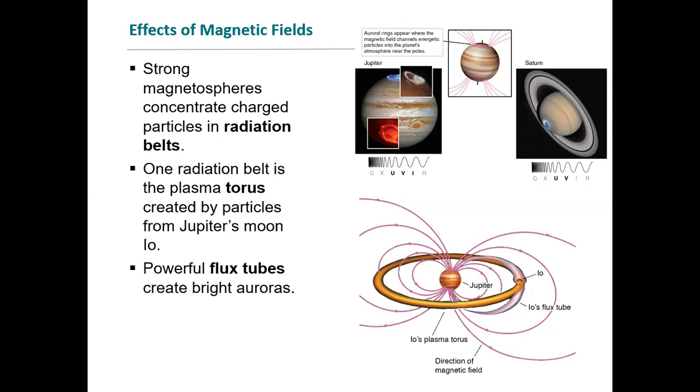Donut. But anyways, one radiation belt is the plasma torus. It's created by particles from Jupiter's moon Io, and it creates what we call powerful flux tubes. So they create really cool auroras. You can see them in these little blue lights here and here and here and here, and they spiral around the pole. It really would be an amazing sight if it wasn't for the fact that you're going to die if you even enter that atmosphere.